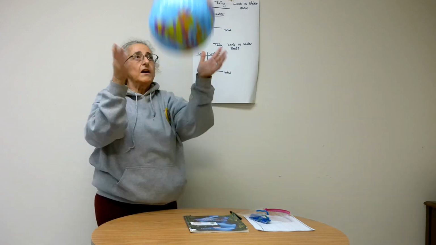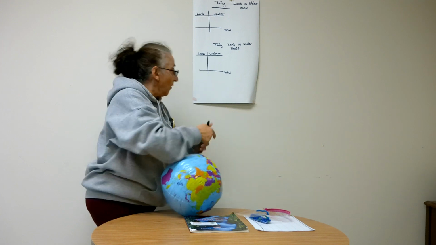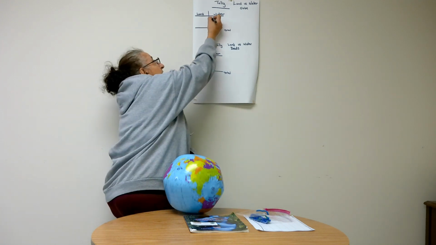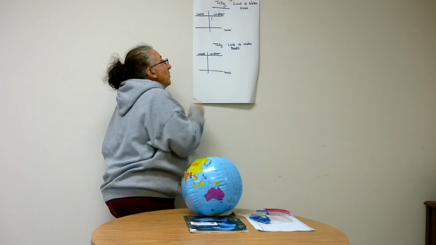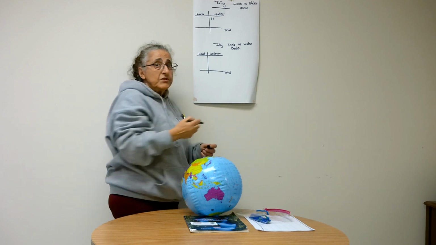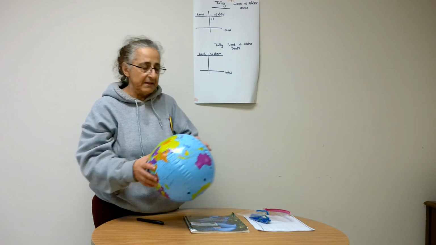Okay, so if I toss it up in the air, my right thumb landed on water. So I will put a tally mark on water. And I will toss it up again, and again it landed on water. We will continue to do this until everyone in the class gets a chance. And then you will add your total at the end. Okay? Hopefully your total of the tally marks will equal the number of students that have played this game with you.